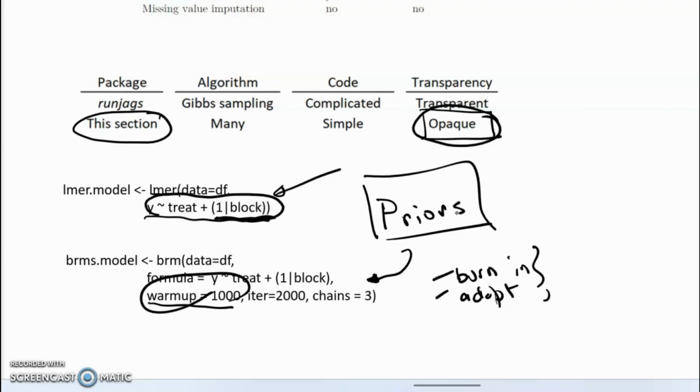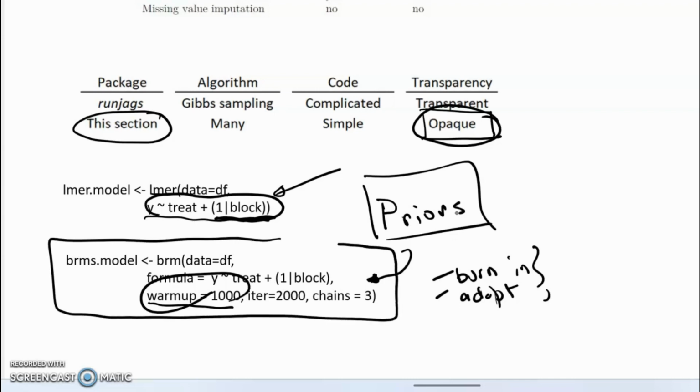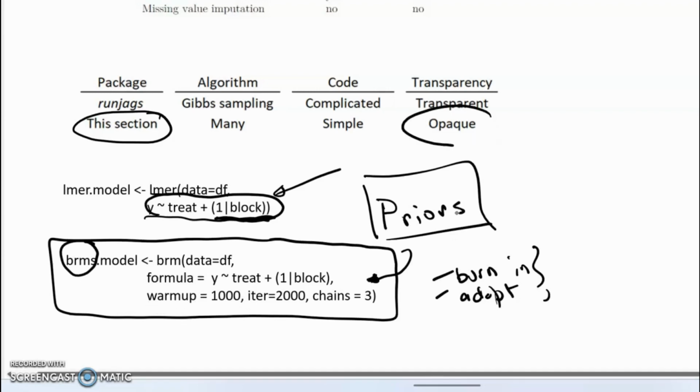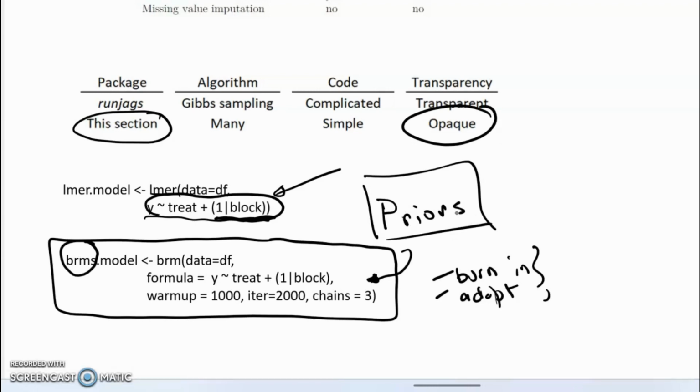So the whole message that I want to get across is that there's out there just a very large number of packages. And I just chose BRMS as an example. But the whole point is they're powerful. They involve simple coding, but you've got to be really mindful because of this opacity issue, because otherwise it's really easy to get results that are plausible but completely wrong.